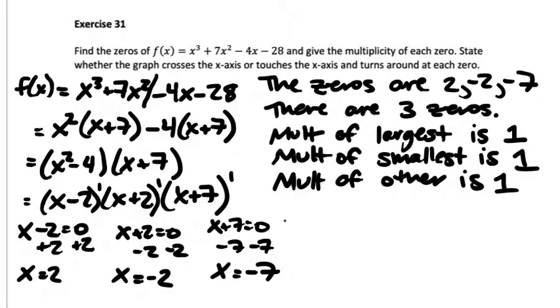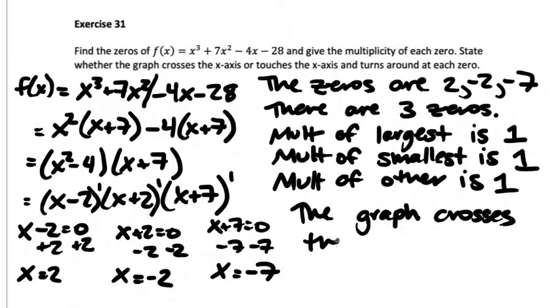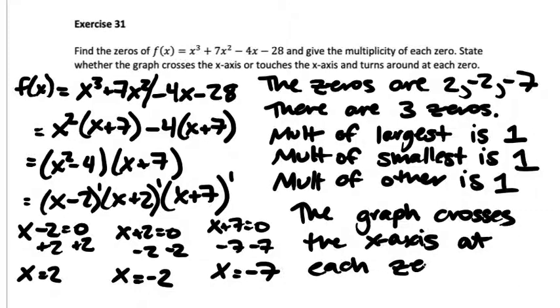And so what that means about the graph is that at each of these points, the graph crosses the x-axis. So it's going to cross the x-axis at 2, negative 2, and negative 7. So next you should try to do the homework problems for this section.